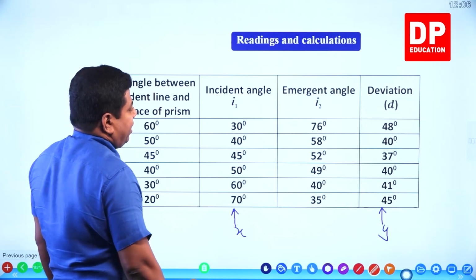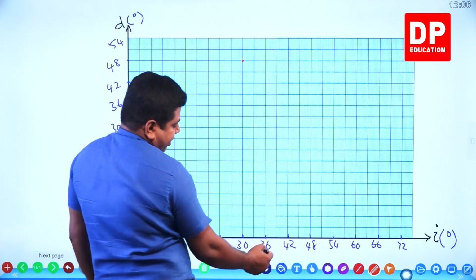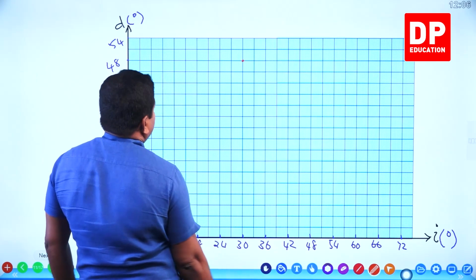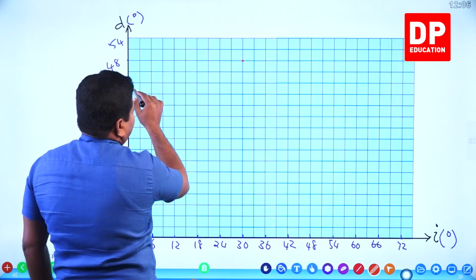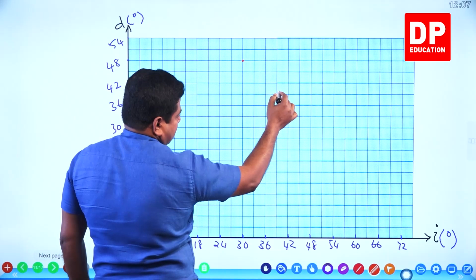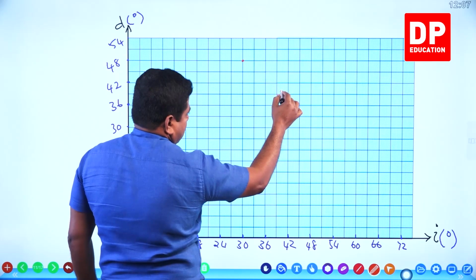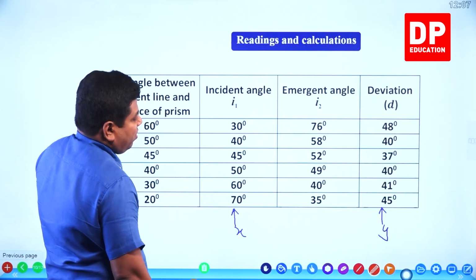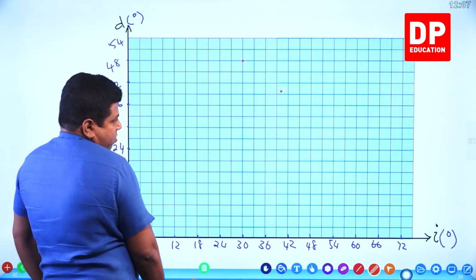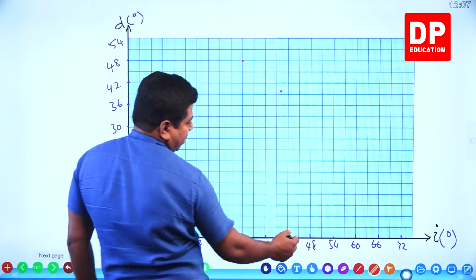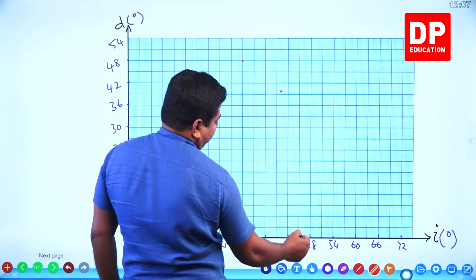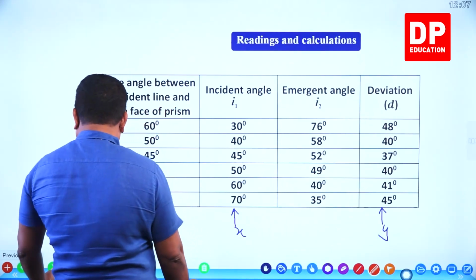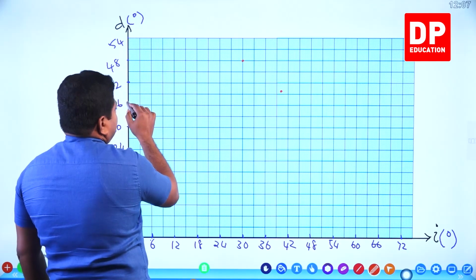Second one, 40 degree and 40 degree. 36, this will be 39, 40 has to be 1/3 within this section. 40 here, again 36, 39, 1/3 here. That will be 40, 40. Next, 45 degree, this is at 40, 45 has to be this line, and we got 37. 45, 37.